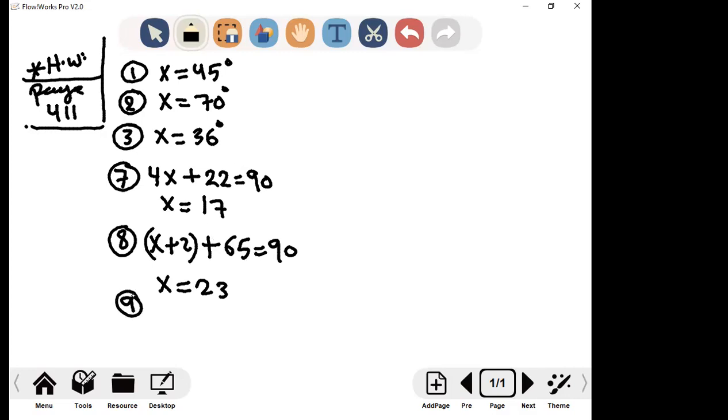Question 9, the equation is x minus 7 plus the other angle 43 equals 90, right? Also we combine the minus 7 with the 43 because they are numbers. Minus 7 plus 43 is plus 36, right?